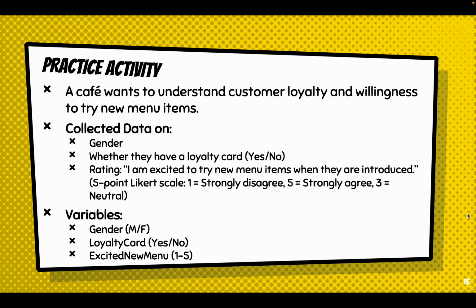Let's practice. A cafe wants to understand customer loyalty and excitement toward new menu items. We have 3 variables: gender, loyalty card, and a Likert scale rating of excitement. Key this data into SPSS and run a simple descriptive statistics.